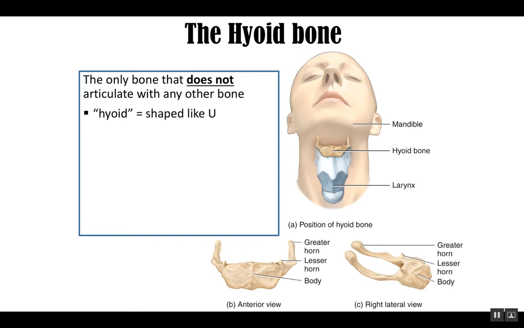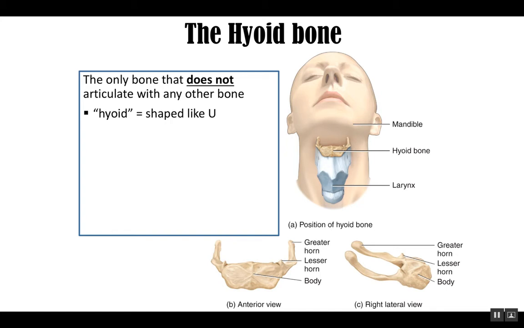Moving out of the skull now, there's a bone called the hyoid bone. What the hyoid bone is best known for is the fact that it does not articulate with other bones. So it doesn't form any joints with other bones, but instead it is kind of suspended from the styloid processes and is held in place using a number of ligaments.